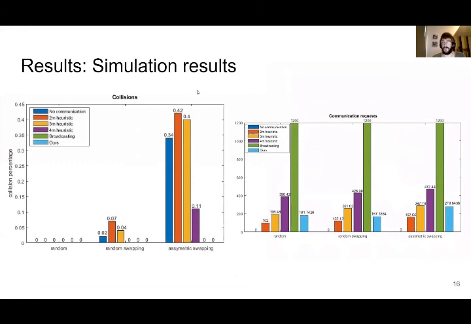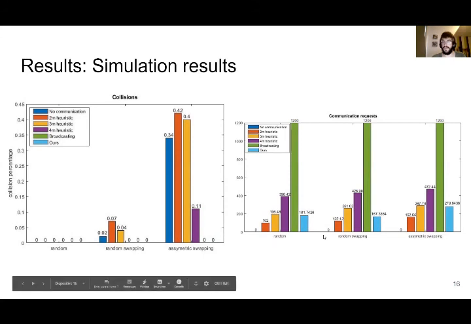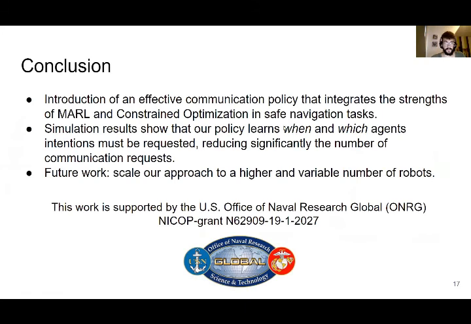Regarding our results in comparison with the other baselines, we can see that we managed to obtain zero collisions while still reducing significantly the number of communication requests among robots. In conclusion, we have introduced an effective communication policy that integrates the strengths of multi-agent reinforcement learning and constraint optimization in certain navigation tasks. Additionally, our simulation results show that our policy learns when and which agents' intentions must be requested, reducing significantly the number of communication requests. For our future work, we intend to scale our approach to a higher and variable number of robots.